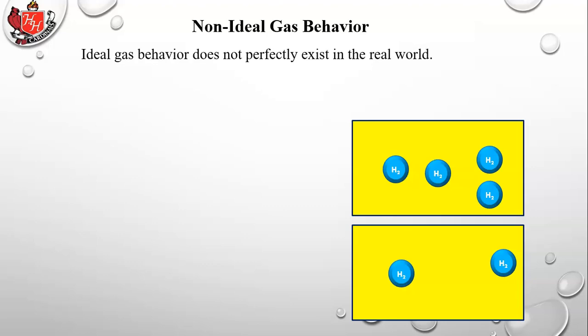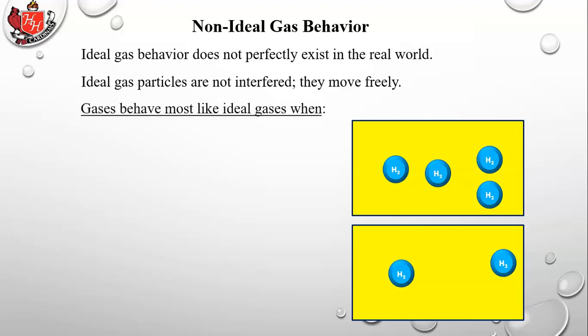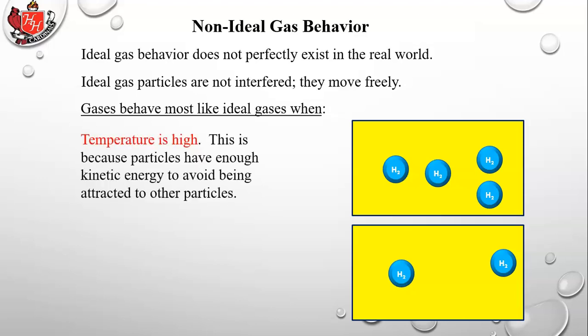Ideal gas behavior: basically an ideal gas is one where the molecules don't interfere with each other. It's almost like a single gas particle out in outer space, and there are no other particles around to interfere with it. But ideal gas behavior does not perfectly exist in the real world. Ideal gas particles are not interfered with. They move freely. Gases behave most like ideal gases when the temperature is high.